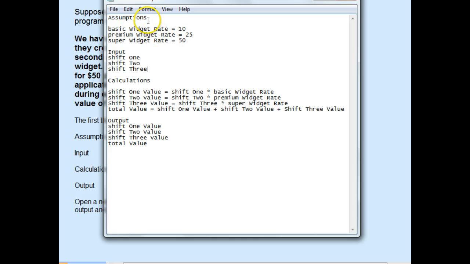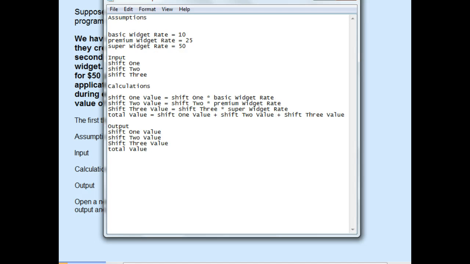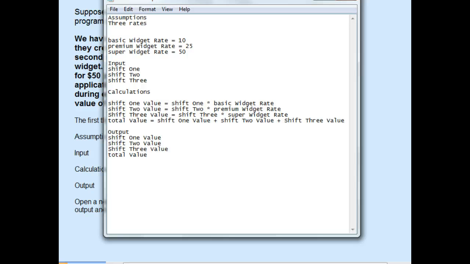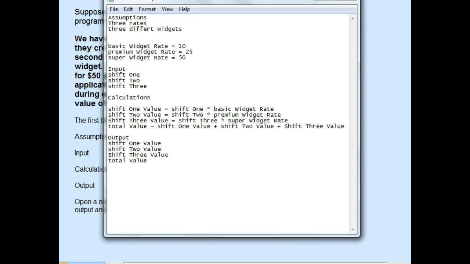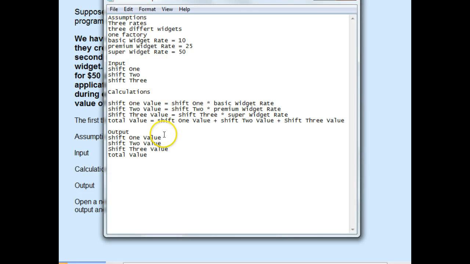The last thing we want to add to our assumptions is, well, what else are we assuming? And we're assuming that 3 rates and 3 different widgets and 1 factory. We want to make these assumptions because I want to sit down with my user with this problem statement and say, so there's only 3 rates, correct? And he goes, yes, there's only 3 rates.